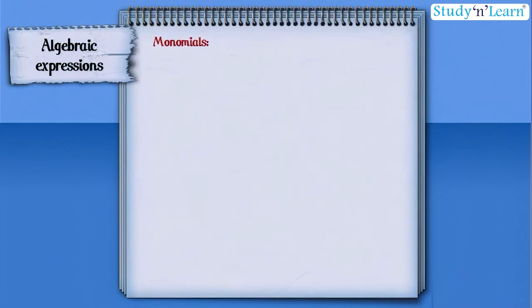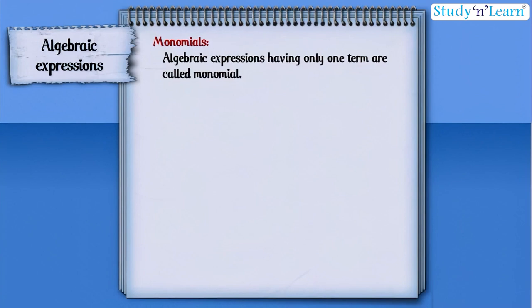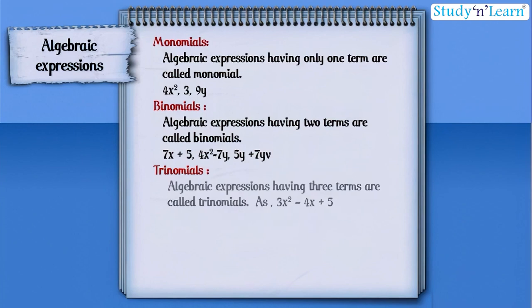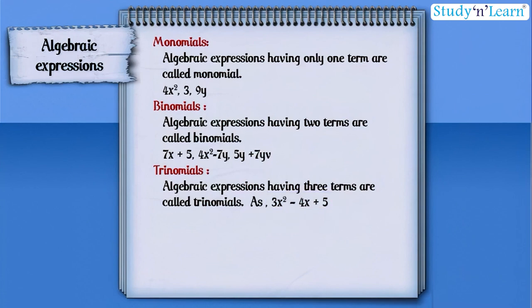1. Monomials. Algebraic expressions having only one term are called monomials, such as 4x square, 3, 9y. 2. Binomials. Algebraic expressions having two terms are called binomials, as 7x plus 5, 4x square minus 7y, 5y plus 7yv. 3. Trinomials. Algebraic expressions having three terms are called trinomials, as 3x square minus 4x plus 5.